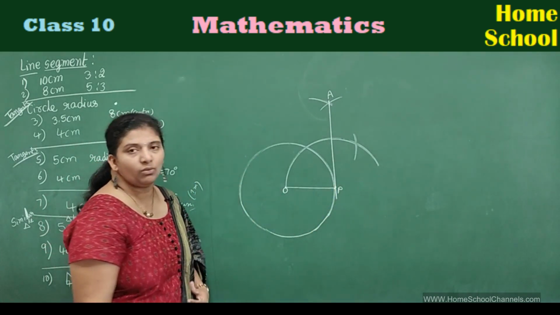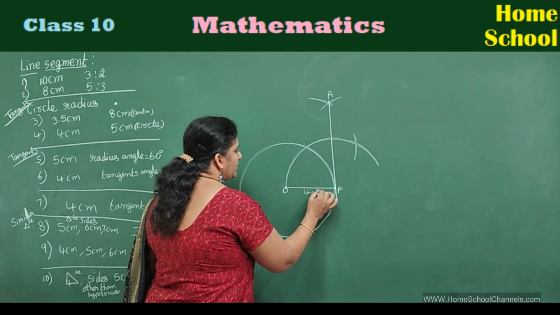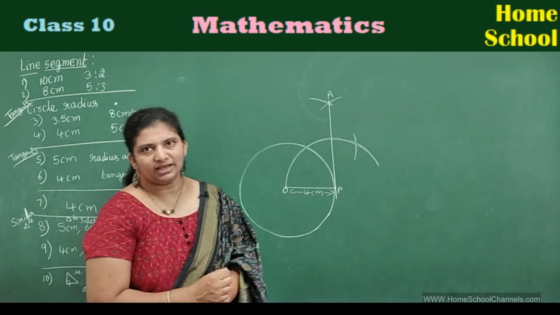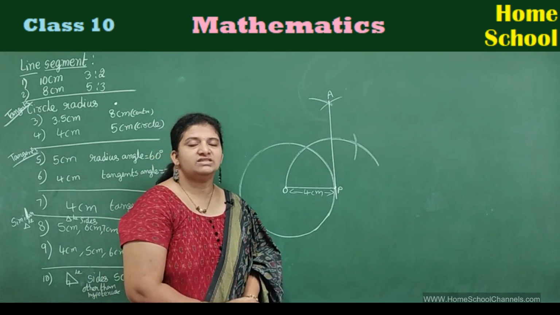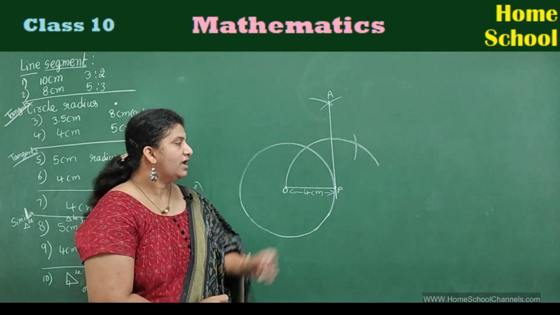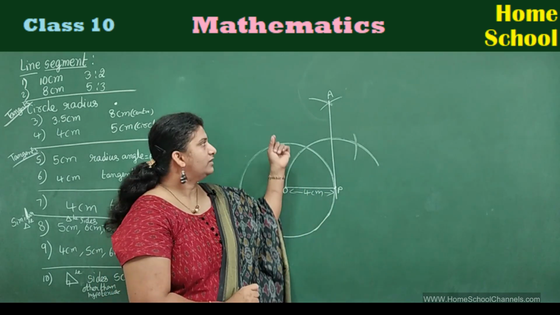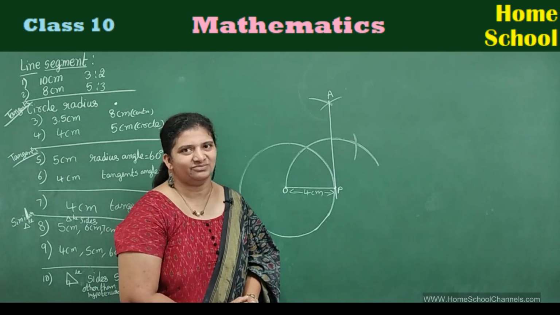AP is a required tangent and mark here 4 centimeters radius. Make sure to write the statements properly. Given: circle of radius 4 centimeters and P is a point on the circumference of the circle. Tangent AP is the required tangent for this circle.